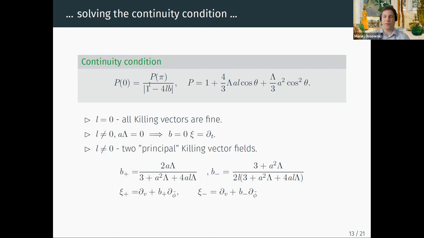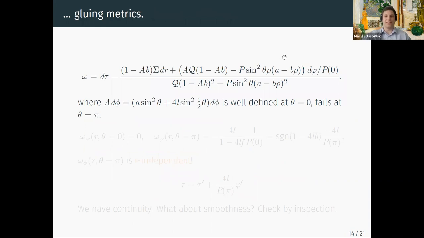This condition has two solutions because of this absolute value that we have. And so, in general, we arrive at some B plus and some B minus, and some psi plus and some psi minus, along which we can perform the Misner gluing. So that's the first step to do so.